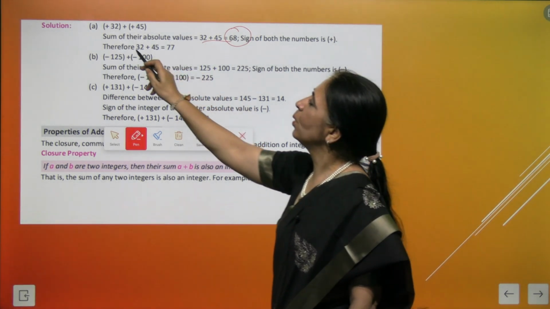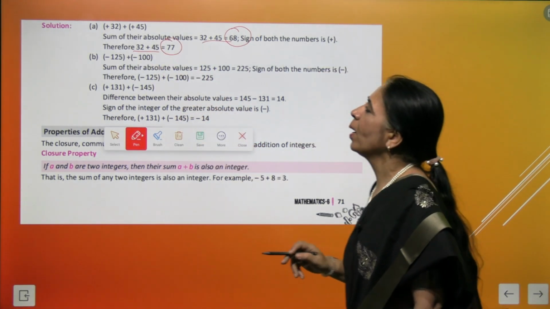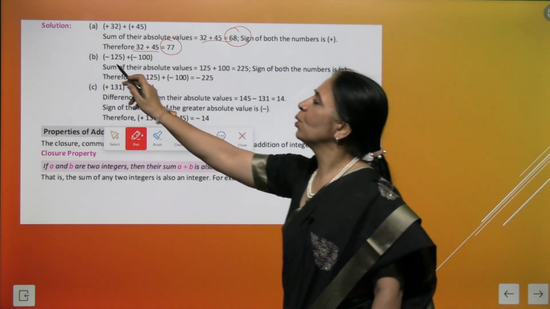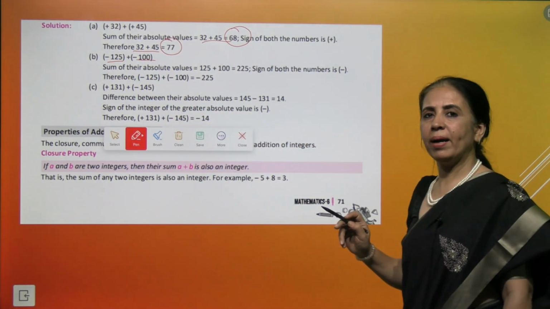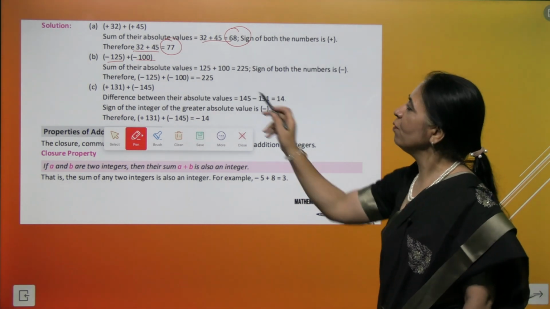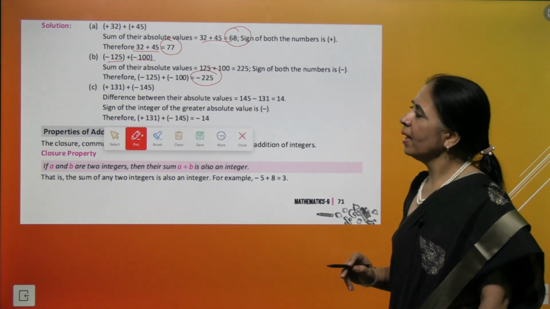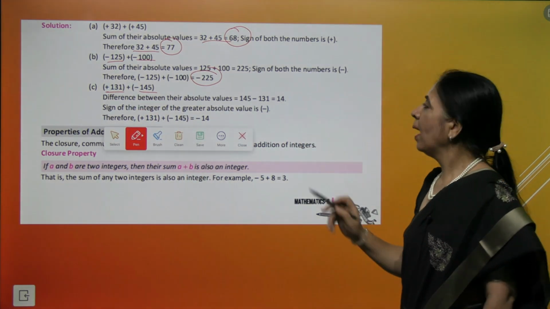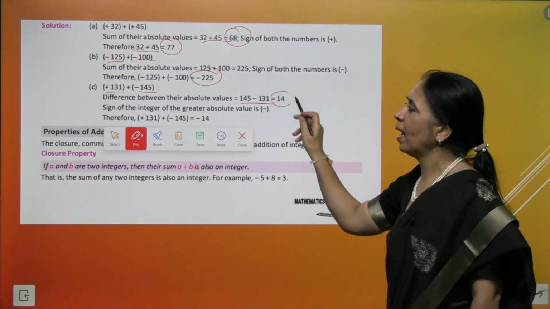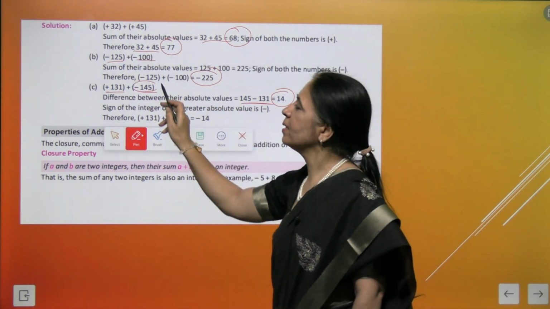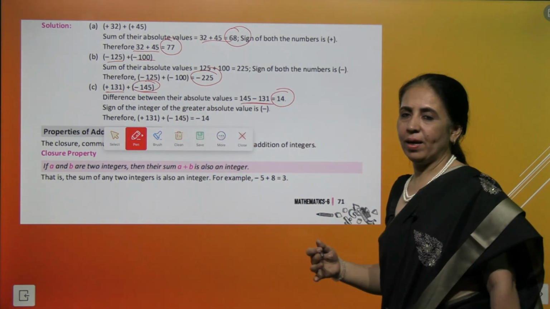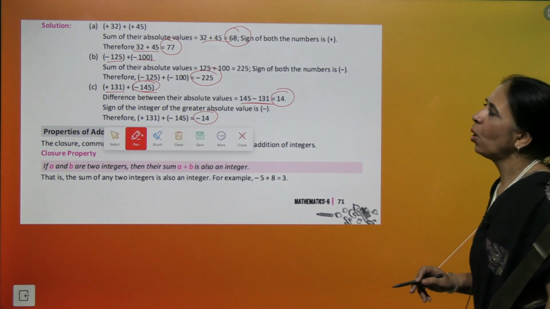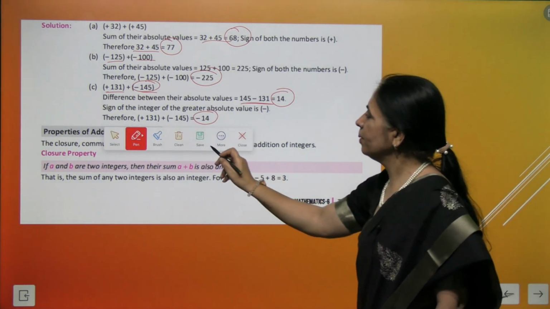Similarly, when you add two positive numbers, you are only adding them and you get the sum. Now here we have two negative numbers. हमने इन दोनों को ऐड किया, हमें मिला minus 225. Got it? And then here we have one positive and one negative number. हमने इन दोनों का difference निकाला और observe किया कि negative 145 की absolute value ज़्यादा है. So your answer becomes a negative number. Got it? Now let's move further.